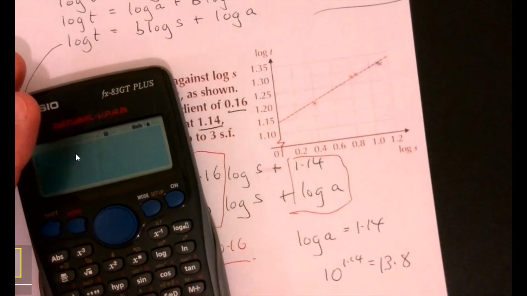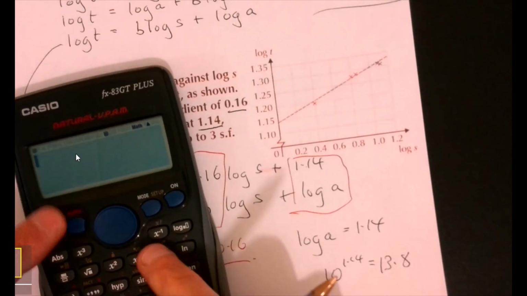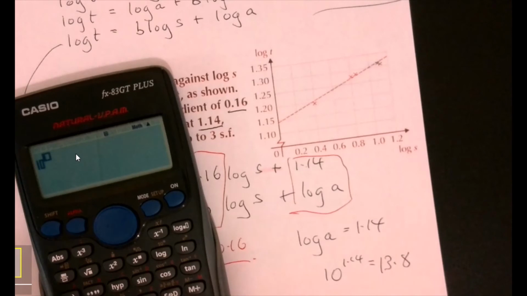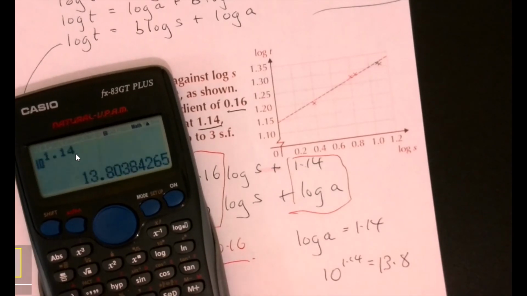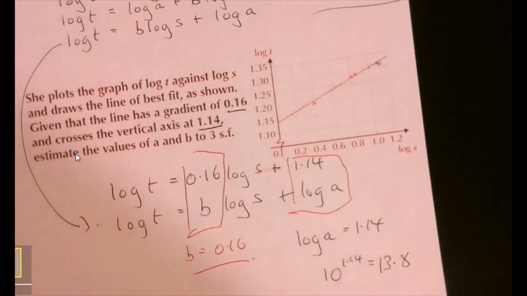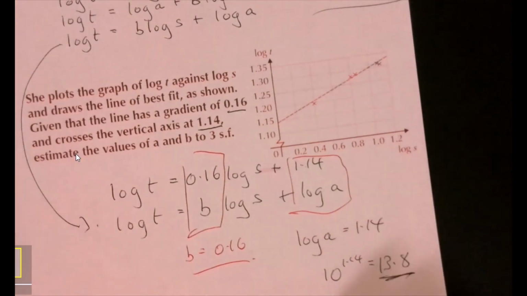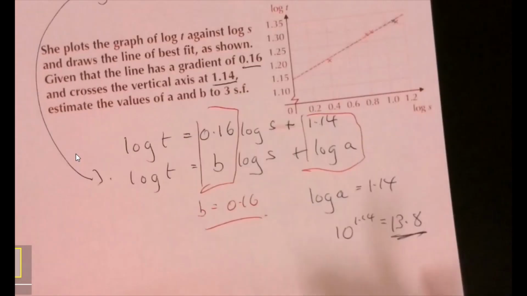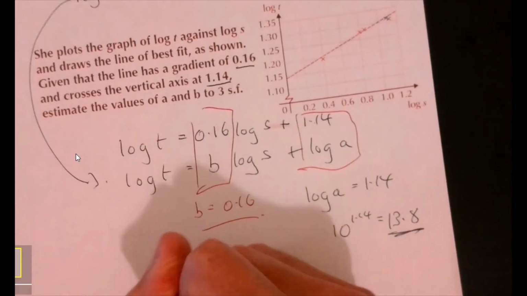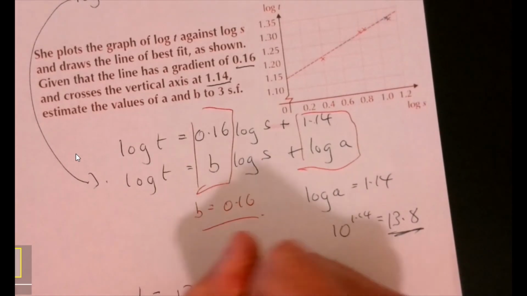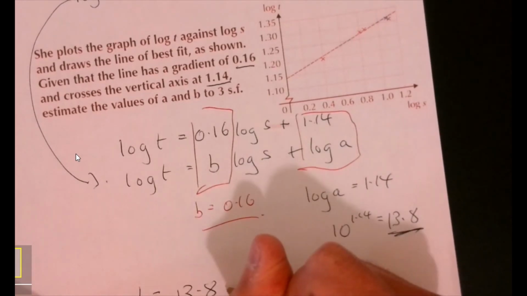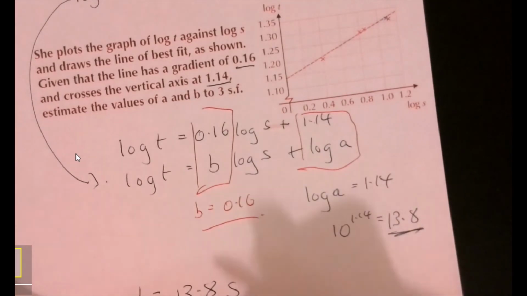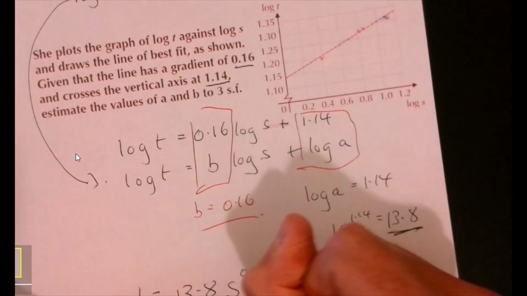But what I could have done is I could have used this over here. I could have just done that, and I know the answer is 1.14. There you go. I'm doing exactly the same thing. So therefore, if I couldn't remember what to do there, it's just that. So we've got A, we've got B. Now remember, we should come back and write out this full equation. So we've got T equals 13.8, and then S to the power of 0.16.